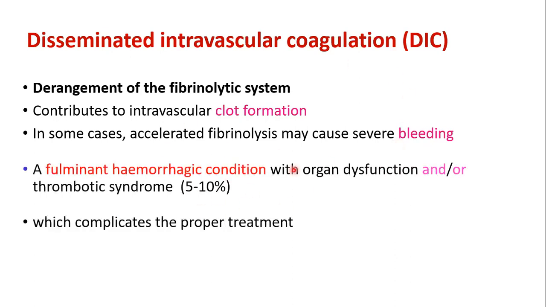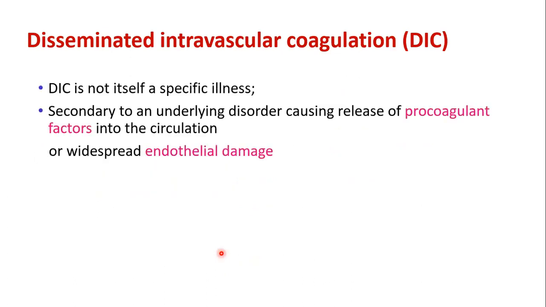A fulminant hemorrhagic condition with organ dysfunction and thrombotic syndrome can be seen in 5 to 10%. Fulminant means very severe. Within 24 hours, the patient will die. That's bad, because there is a consumption coagulopathy and hemorrhage happens, which complicates the proper treatment. If you try to give treatment also, sometimes it's very difficult. That is the minor group, 5 to 10%.